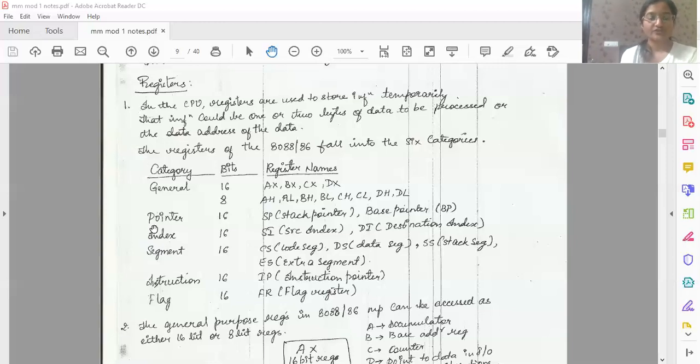Now firstly we will study general purpose registers. What does that mean? They are used for multitasking, for more than one function, so they are called general purpose registers. They are 16-bit in size basically, and if 8-bit data has to be stored, the register can be split into two 8-bit halves. I'll show you here.